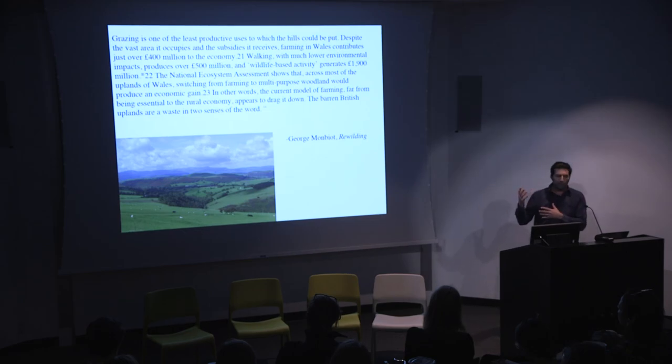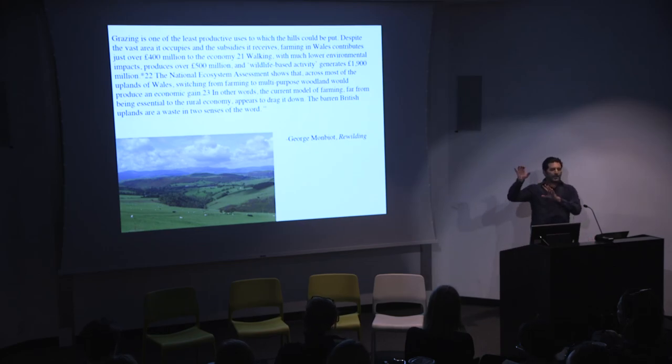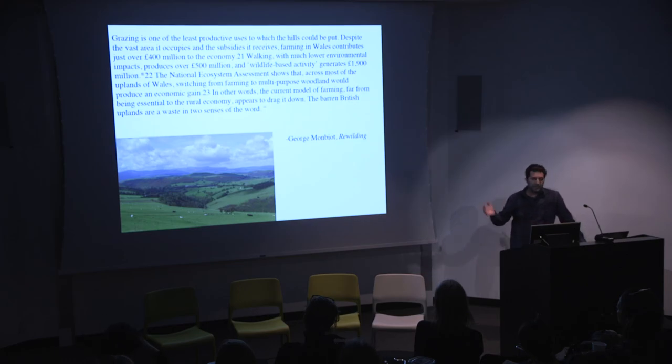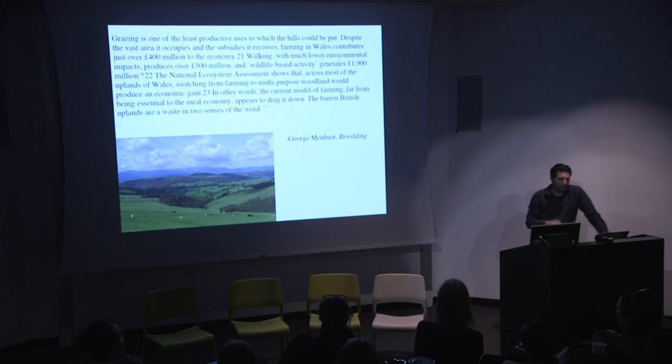This is a quote from a book by George Monbiot, who's written a lot of really good things about the climate crisis. This is from his book called Rewilding, in which he's talking about the uplands of Wales, specifically an area that has been conventionally agricultural, and that has been experiencing a sort of downturn of fortunes. I'll first contextualize it for you.